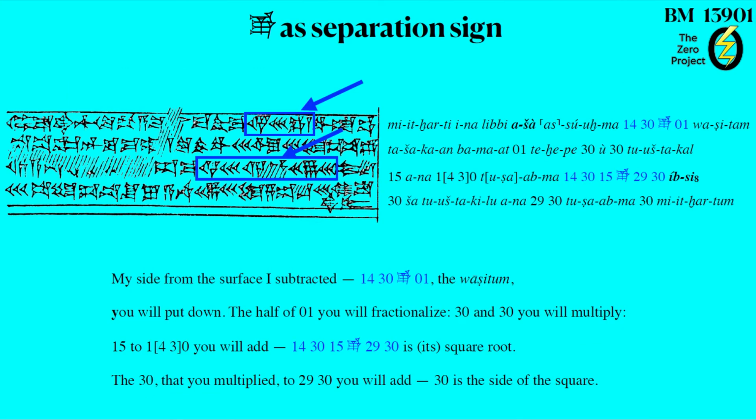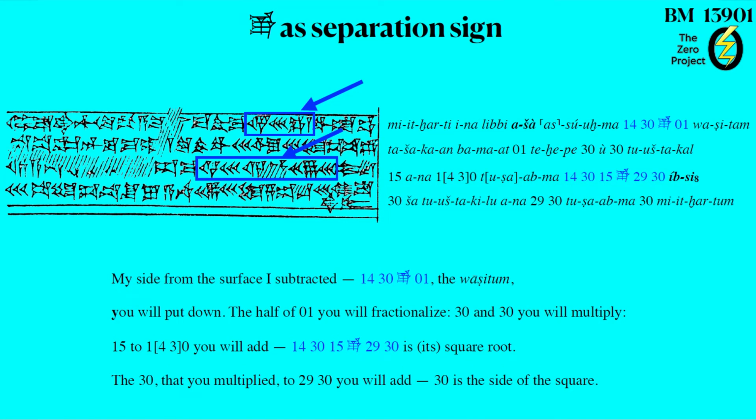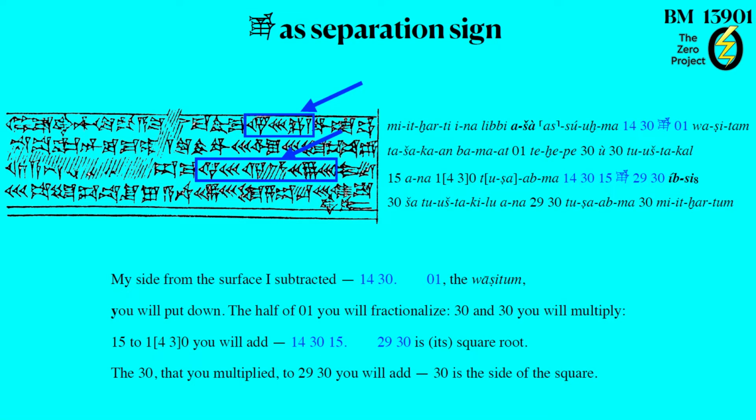I just wanted to show A, for example, as a separation sign in a mathematical text from Old Babylonia. It is where you see this A sign appearing in numbers. But now it doesn't represent a missing decimal digit. It represents simply the fact that there are two numbers and they're written close together. And to keep them apart, you put it in as a separation sign. So 1430 A 01 is really two numbers, 1430 and 01, the end of one line, the beginning of the next line in the algorithm. And the same thing goes for this number here, two separate numbers.